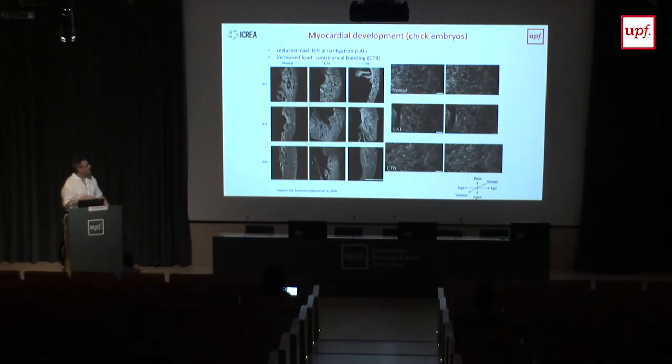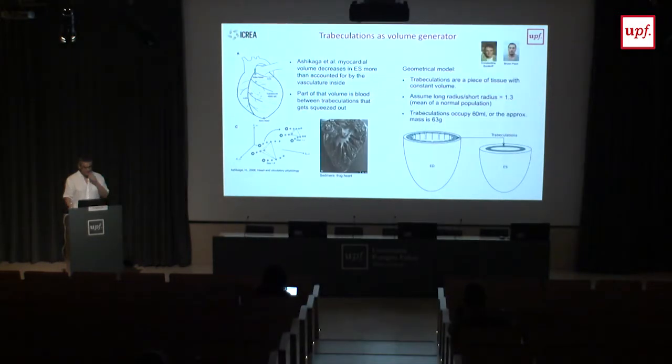And you can see that also, during development, when you change the loading conditions, for example, you increase or decrease the pressure in the ventricle, this ratio of spongy myocardium to compact myocardium is actually changing. So trying to see what's happening during fetal life will actually change your morphology and will determine that you will have a different heart when you're born.